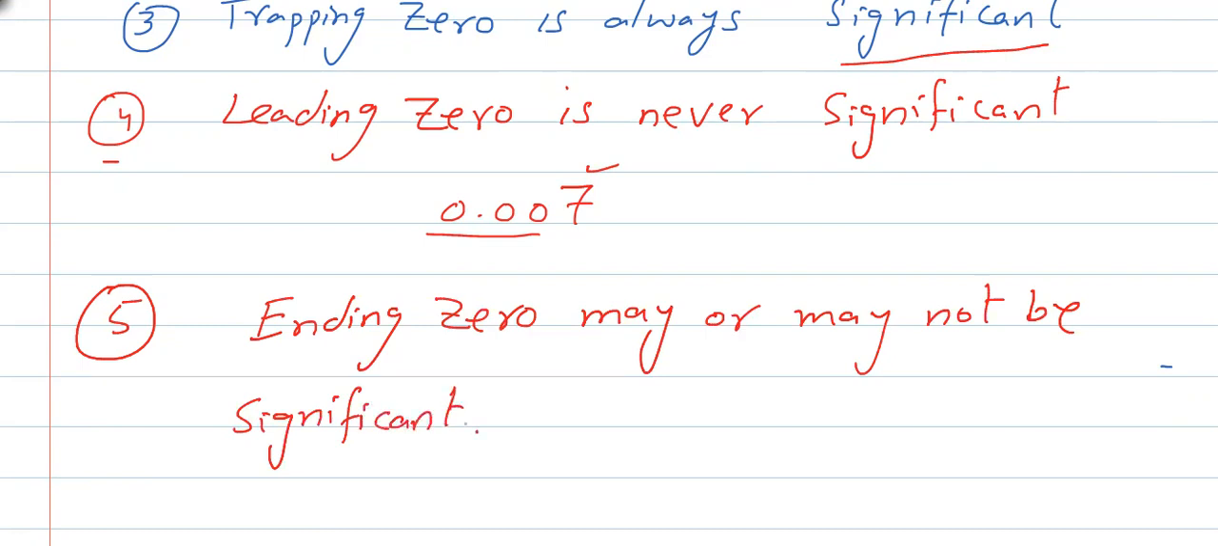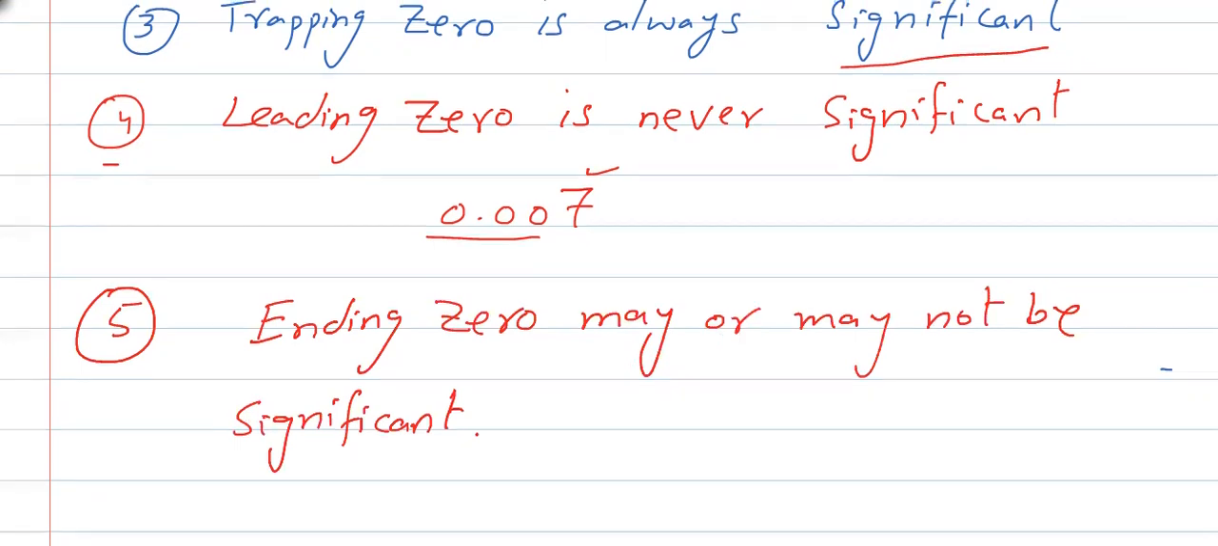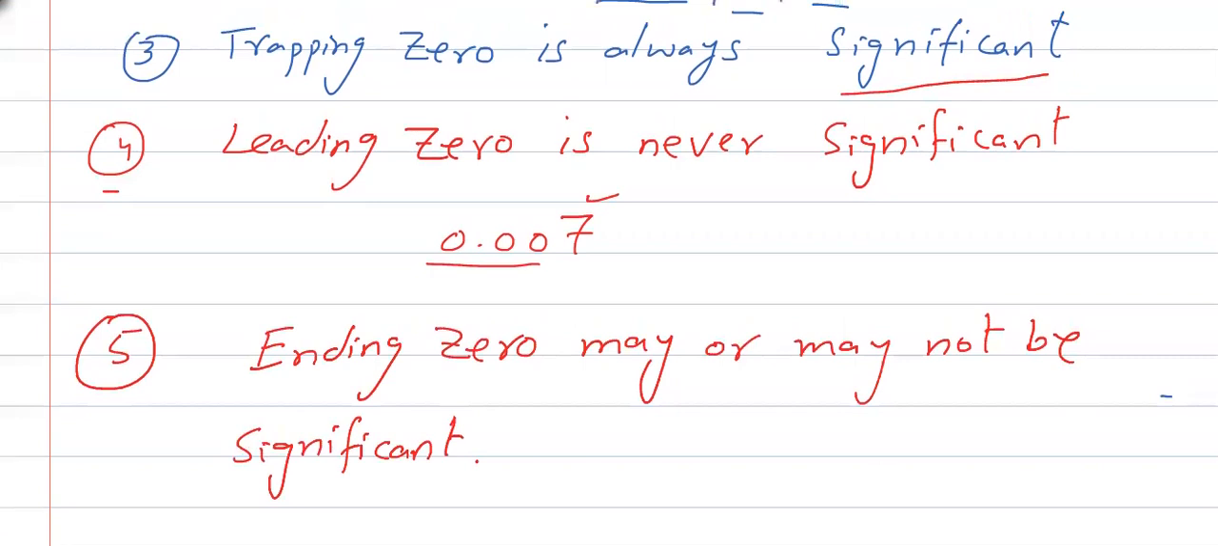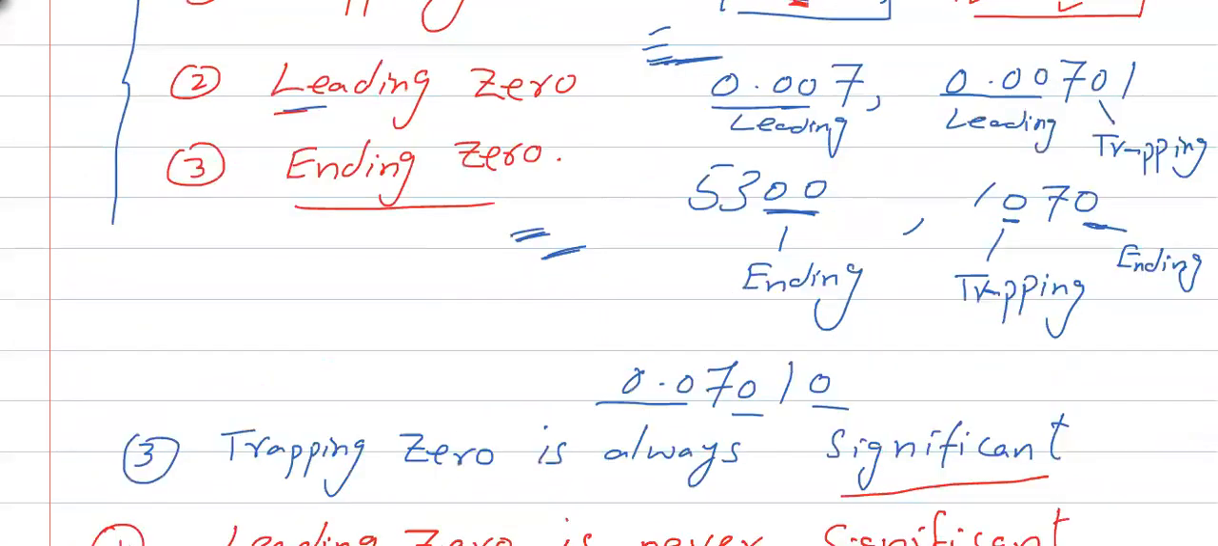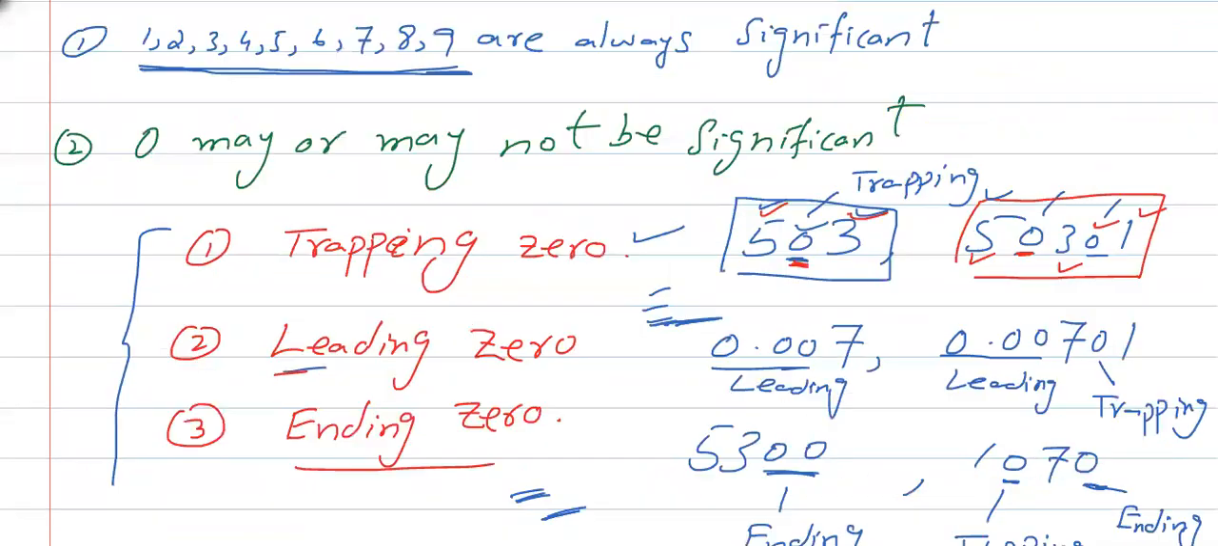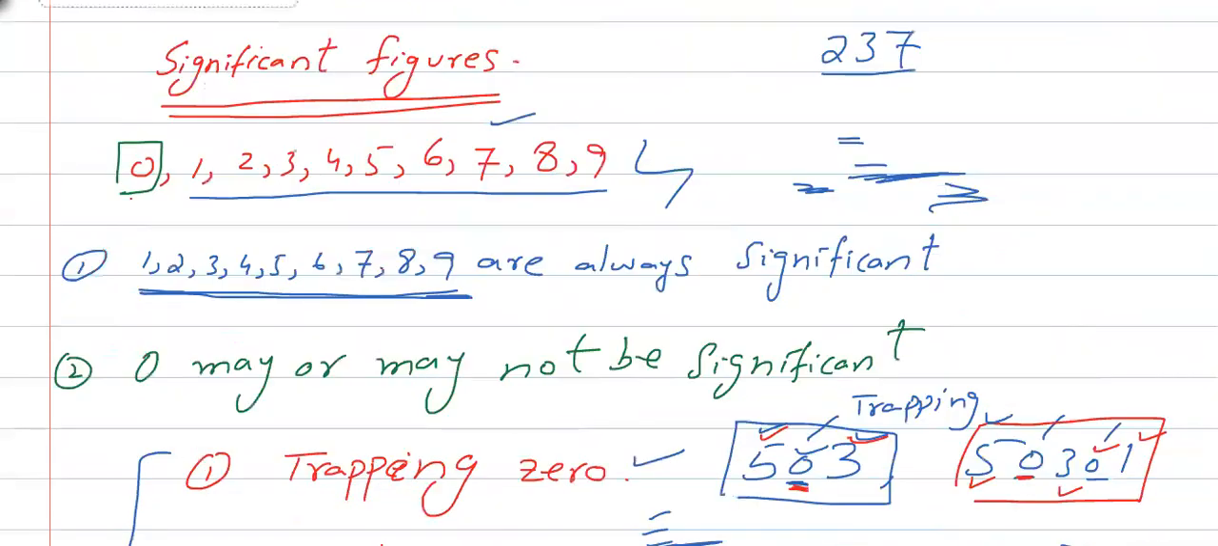You will be thinking about when it will be significant and when it will not be significant. Before moving to that, once again, I would like to recall, so that the rules become easy for you. We started from the number system that we are using, which is made of 0, 1, 2, 3, 4, 5, 6, 7, 8, 9. Out of these, the non-zero digits are always significant.